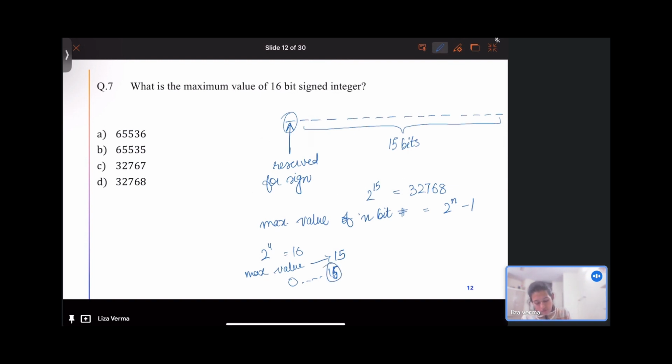So we'll have 16 numbers, but the maximum one would be 15. Same is the case here. For an n-bit number, the maximum value that can be represented will be 2 to the power n minus 1. So the answer here would be 2 to the power 15 minus 1, which is 32768 minus 1, 32767 would be the correct answer. I hope this was clear. Let's move on to the next question.